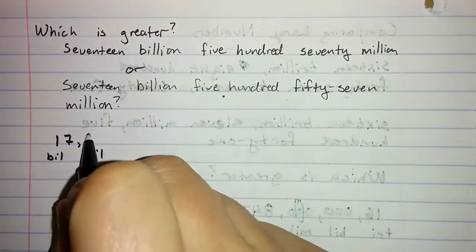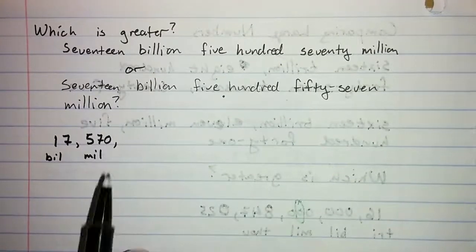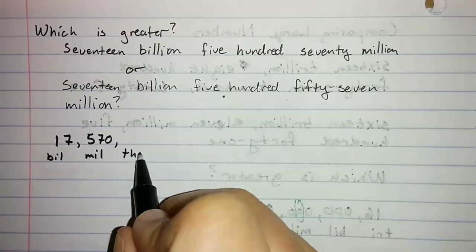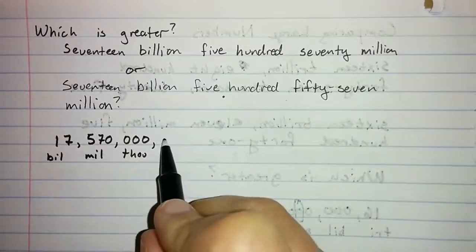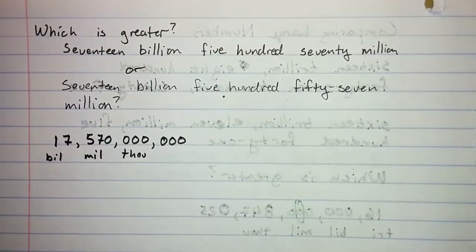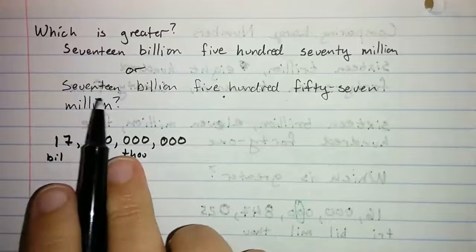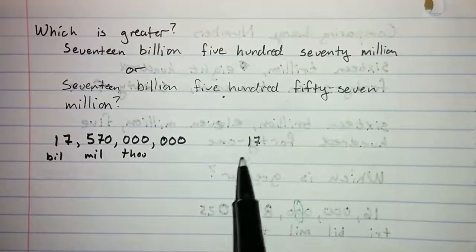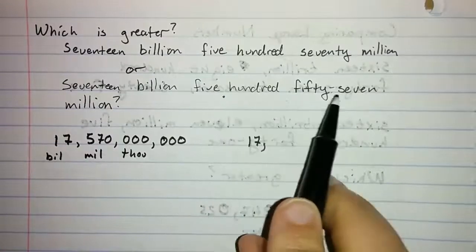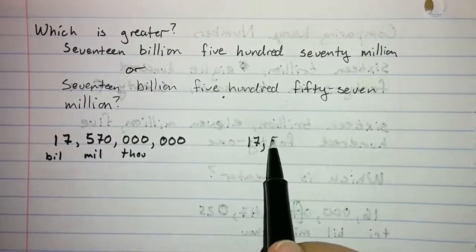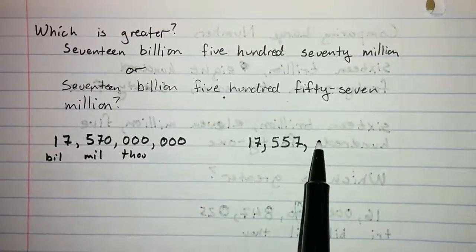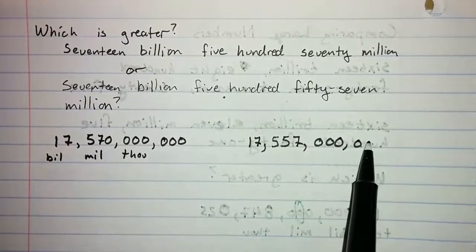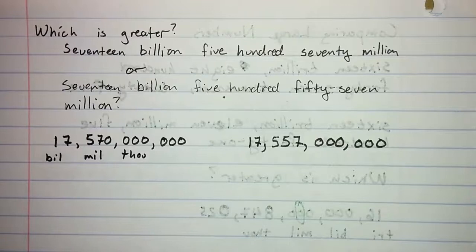570 million. I don't have any thousands, so I'll put zeros in the thousands group. And I don't have any units, so I'll put zeros in the units group. So I'm comparing that to 17 in the billions group, 557 million, so 557 in the millions group, and then nothing beyond that. So 0 in the thousands group, 0 in the units group. Ooh, these are long. I want to make sure they match up.